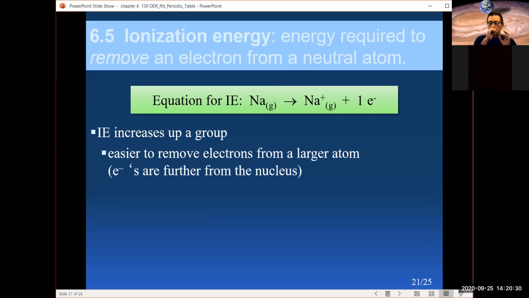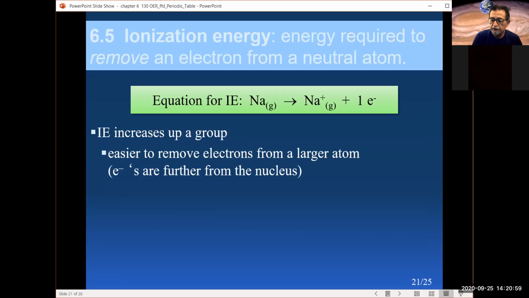Okay. All right. Now, there's a property here we call ionization energy. In fact, there's two properties we're going to talk about, and it's important that we don't get the two confused. Okay. This one, called ionization energy, is the amount of energy required to remove an electron from a neutral atom.